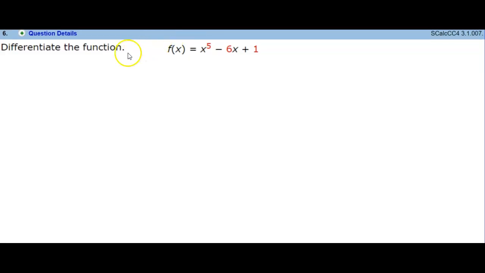For this example, we want to be able to differentiate the function, and the function is given to be f of x, which is equal to x to the fifth minus 6x plus 1. So let's go ahead and find the derivative of this function.